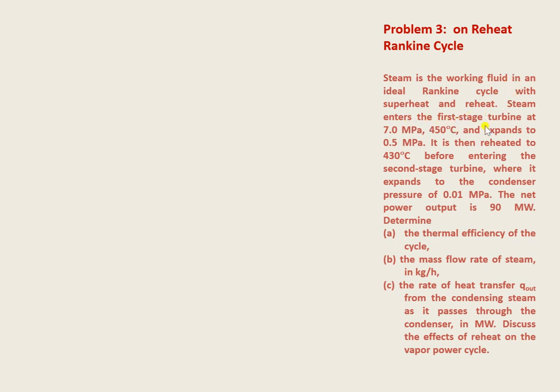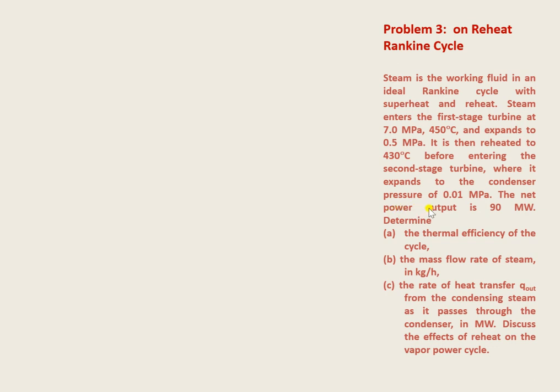Steam enters the first stage of turbine at 7 megapascal, that is 70 bar, 450 degrees Celsius, and expands to 0.5 megapascal, that is 5 bar. It is then reheated to 430 degrees Celsius before entering the second stage turbine, where it expands to condenser pressure of 0.01 megapascal, that is 0.1 bar.